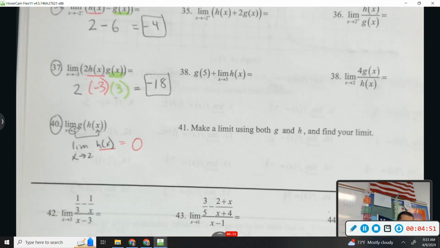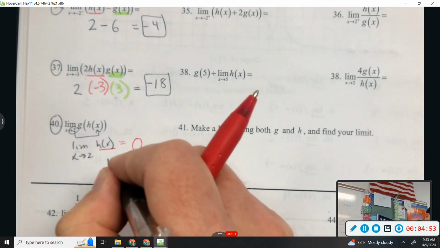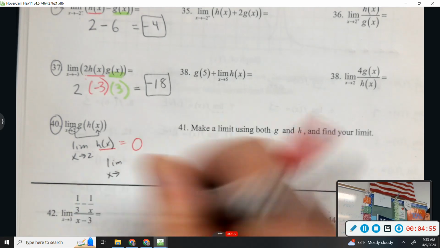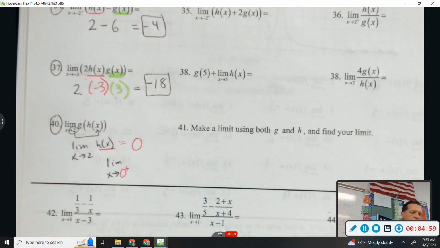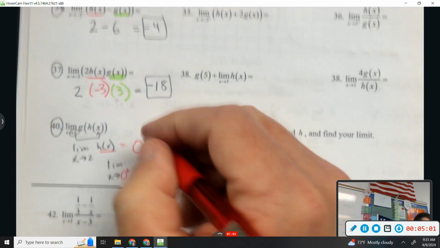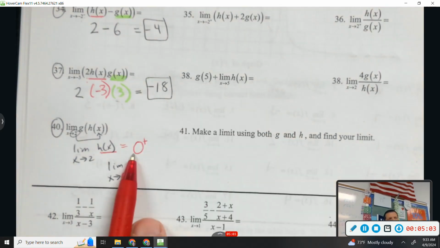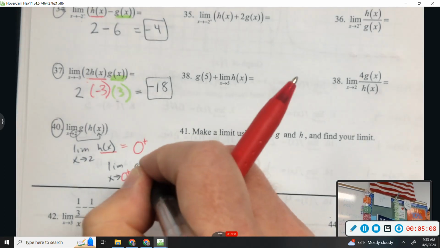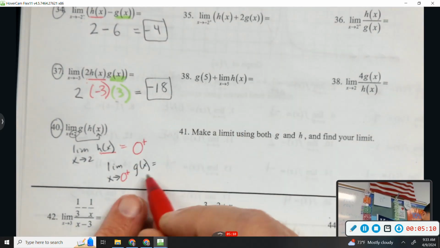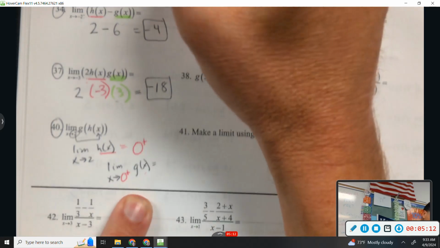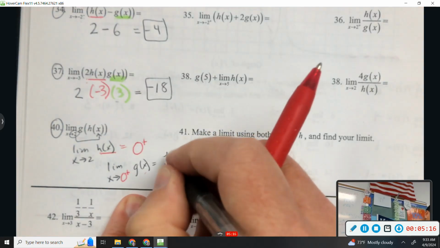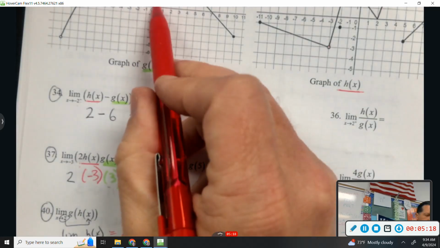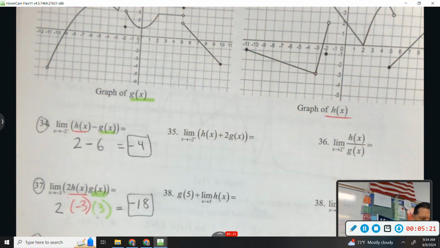But I know that when I go to the next piece, limit as x approaches, it needs to be 0 from the right, or 0 plus, because our answer to the first part is always a little more than 0. Okay, so now to graph of g, x approaches 0 from the right, and it turned out that it didn't really matter which way we approached it because we were going to hit 1 either way.